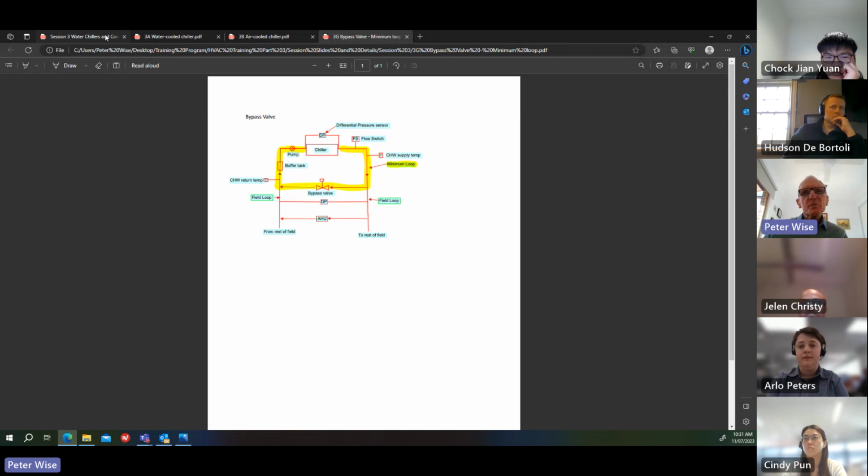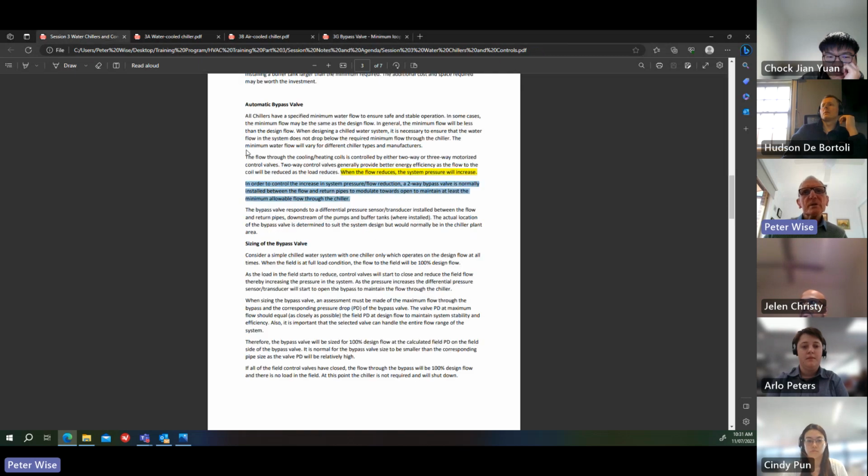So the bypass valve responds to a differential pressure sensor or transducer installed between the flow and return pipes, downstream of the pumps and buffer tanks. The actual location of the bypass valve is determined to suit the system design, but normally in the chiller plant area.